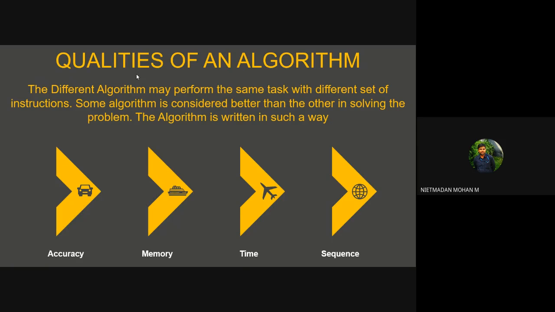Some algorithms are considered better than others in solving the problem. The lines of code, how you are writing those algorithms, the lines of instruction will be very important for problem solving. The algorithm is written in such a way as to consider accuracy, memory, time, and sequence. So by these 4 qualities, the algorithm should be written.